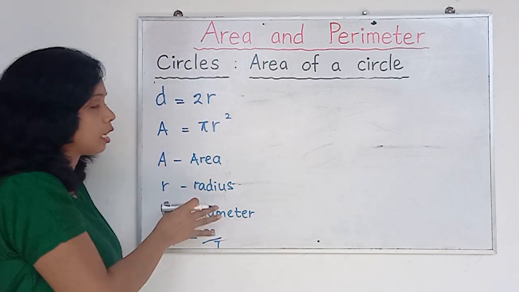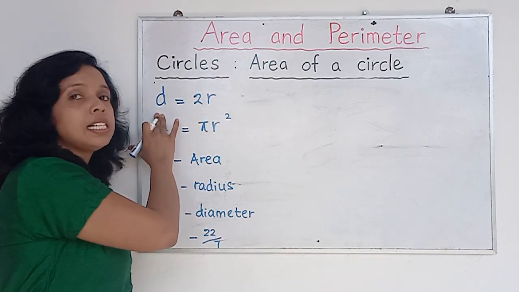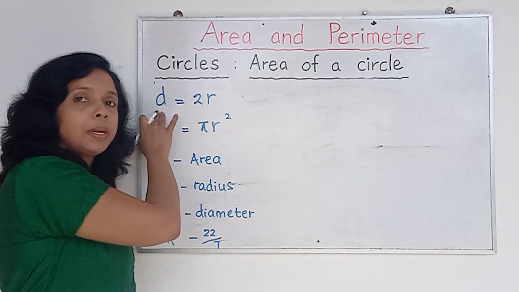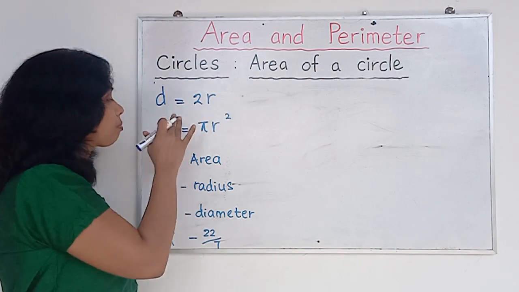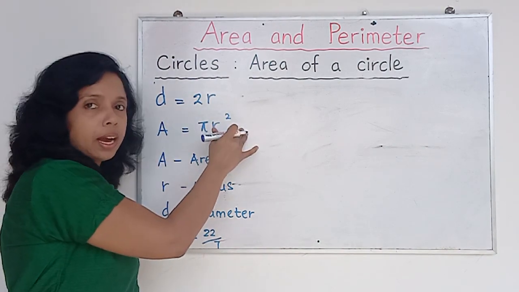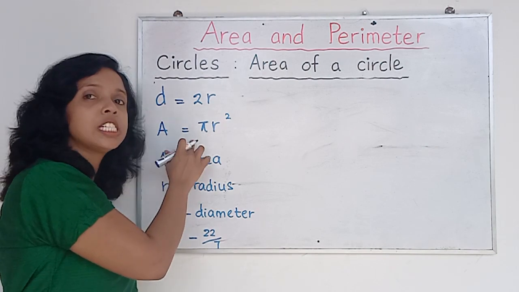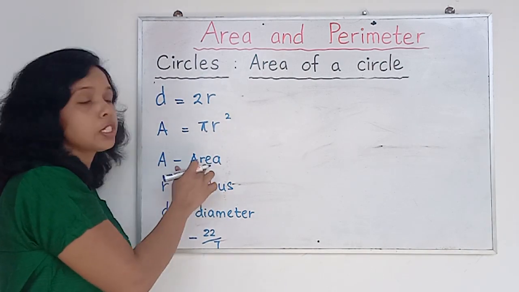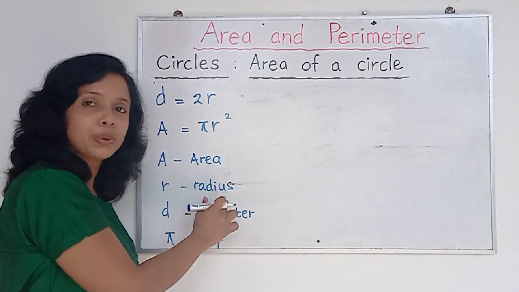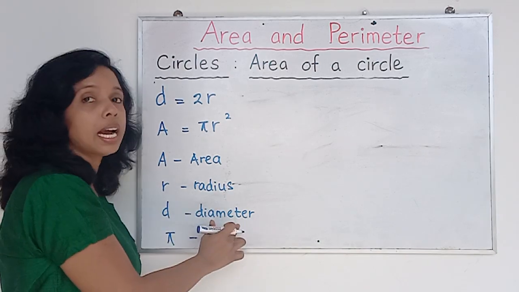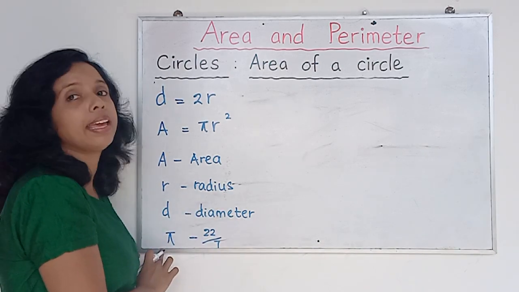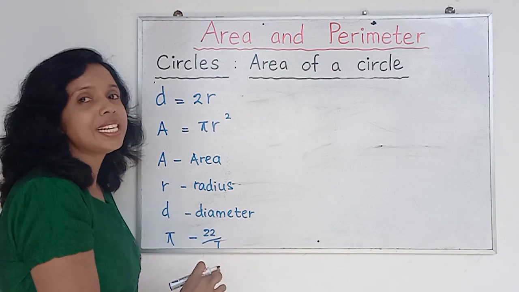So these are the terms you want to know. D equals 2 times r. Diameter equals 2 times radius. A equals πr squared. That means area equals πr squared. A refers to area, r refers to radius, D refers to diameter. And the value of pi, 22 over 7.